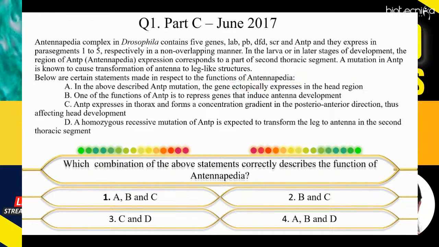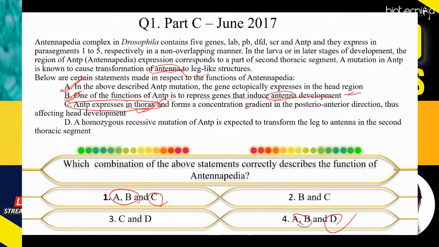Then B: one of the functions of antennapedia is to repress genes that induce antenna development. Even this is correct because it was supposed to make antenna, but instead it suppressed it and made the leg-like structures. So A and B are correct. Now, you have to find whether either C is correct or D is correct. Antennapedia expresses in thorax. This part is correct. And it forms a concentration gradient in the posterior anterior direction.